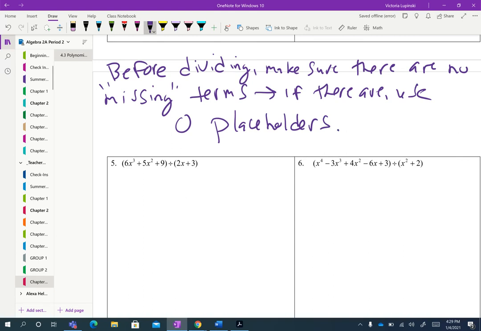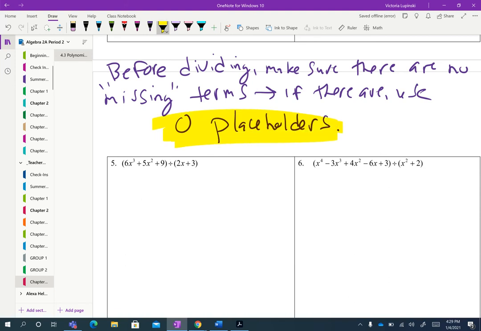But before you do your division, you have to make sure that nobody is missing. If the problem starts off as a cubic, you have to make sure that there's a cubic and then a quadratic and then a linear and a constant. If there's anything missing, you have to go ahead and use what we call a placeholder. So again, that's a 0 placeholder.